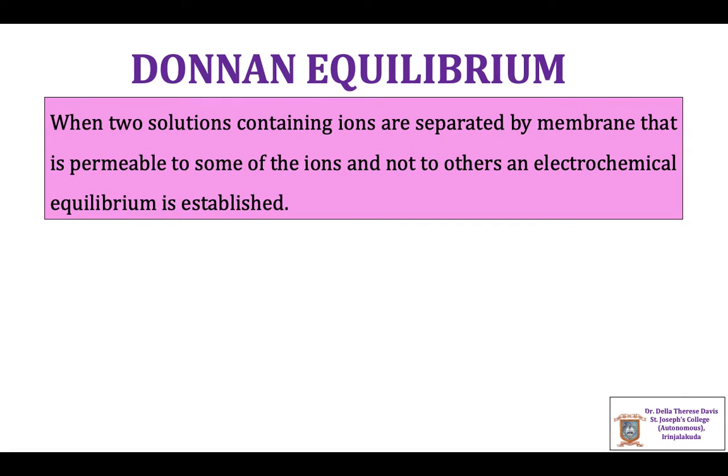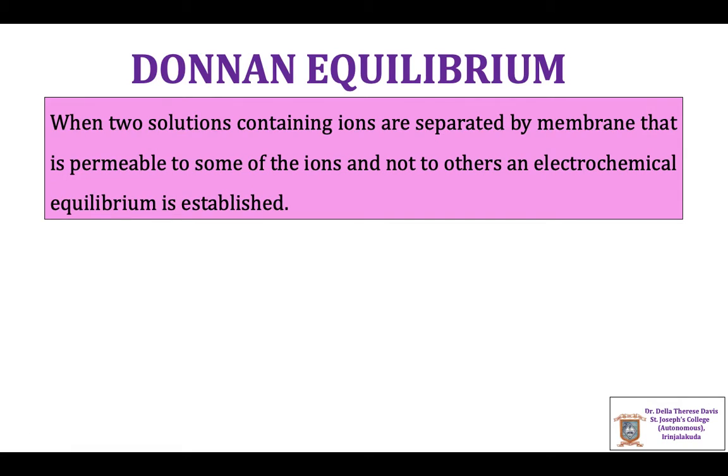Next is Donnan equilibrium. Donnan equilibrium is otherwise called Gibbs-Donnan equilibrium. It describes the equilibrium that exists between two solutions that are separated by a membrane, and the membrane is constructed in such a way that it allows the passage of certain ions through it, whereas it does not allow certain large ions to pass through it. That is, the membrane is selectively permeable to some of the ions. Donnan equilibrium is named after the scientist Frederick George Donnan, who proved the existence of this equilibrium in biological cells.